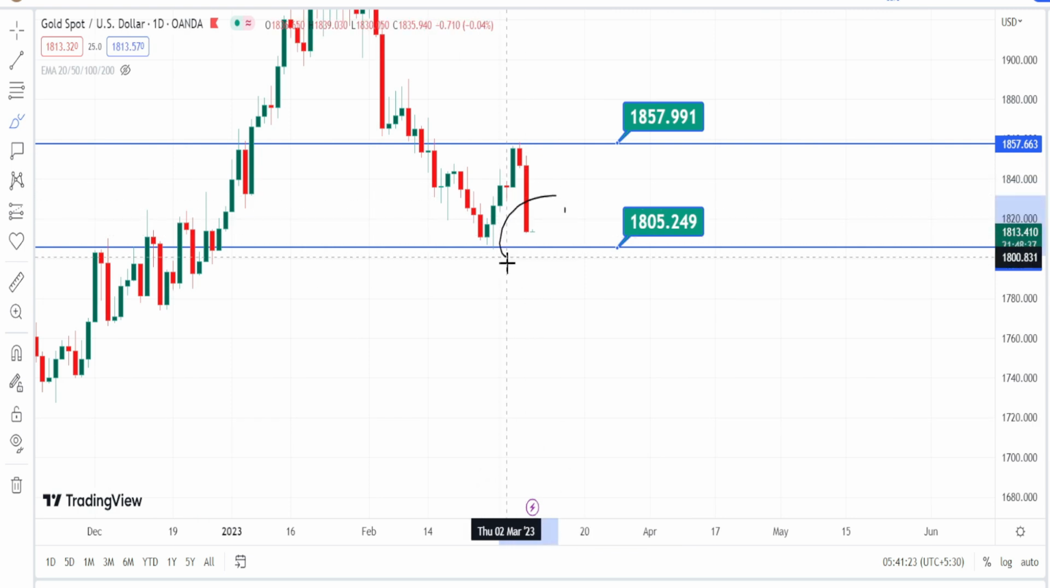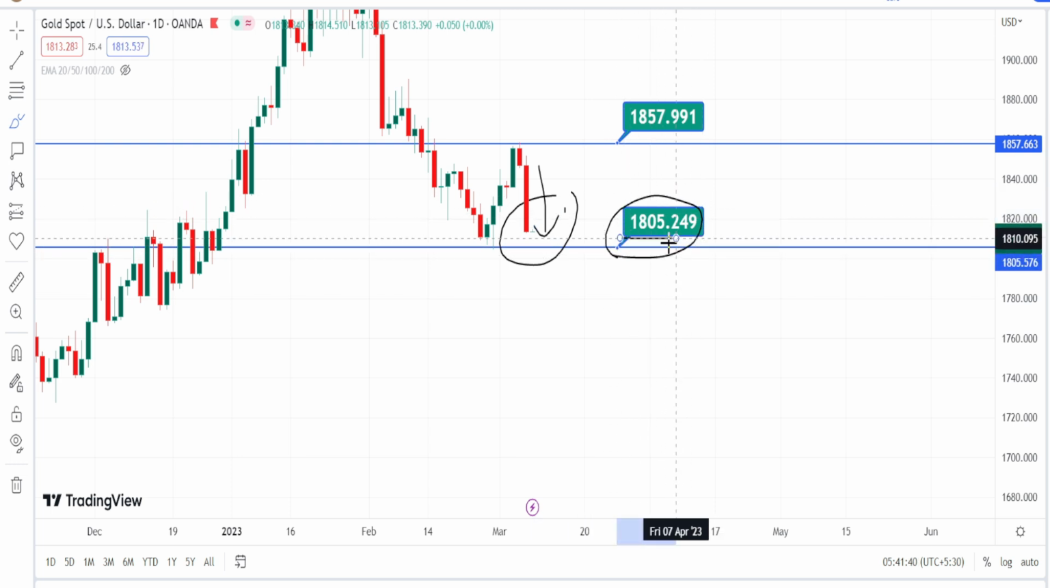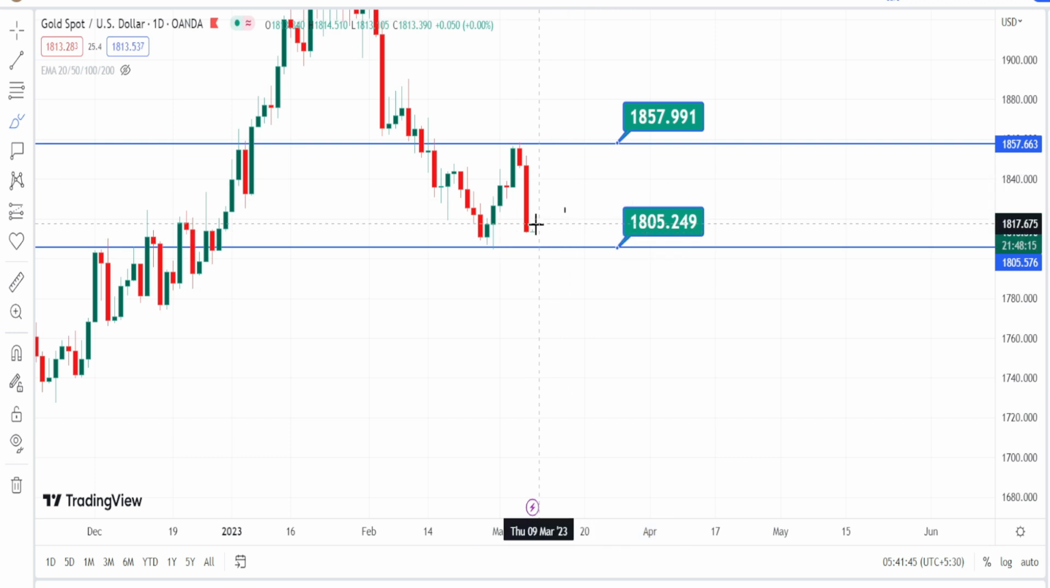But closely looking at the previous candle, it has closed without any wicks, which shows the strength of the bearishness in daily time frame, which means that we can expect the price action to breach this support level of 1805, and the confirmation on the breach of this strong support level of 1805 will come only when the price action breaks with a very strong bearish candle.